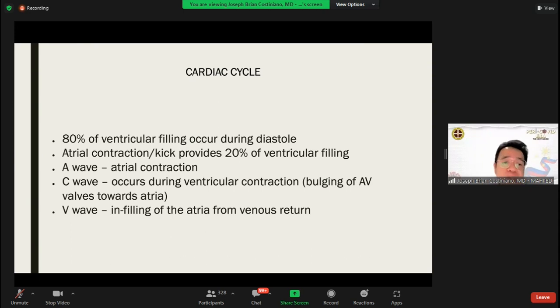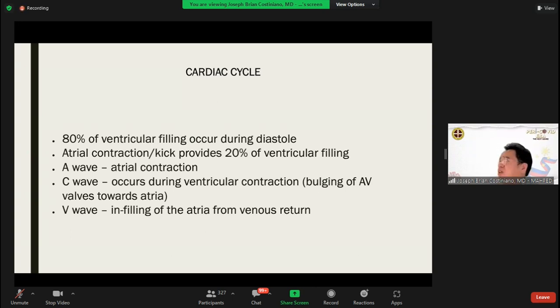Now, we have different venous waveforms. So your A wave actually denotes your atrial contraction. Meanwhile, your C wave occurs during ventricular contraction, and this C wave is actually produced because when your ventricles contract, yung AV valves mo will bulge. Magte-tent siya ng konti. And that small tenting, that small bulging will produce your C wave. And your V wave is produced by infilling of the atria from your venous return.